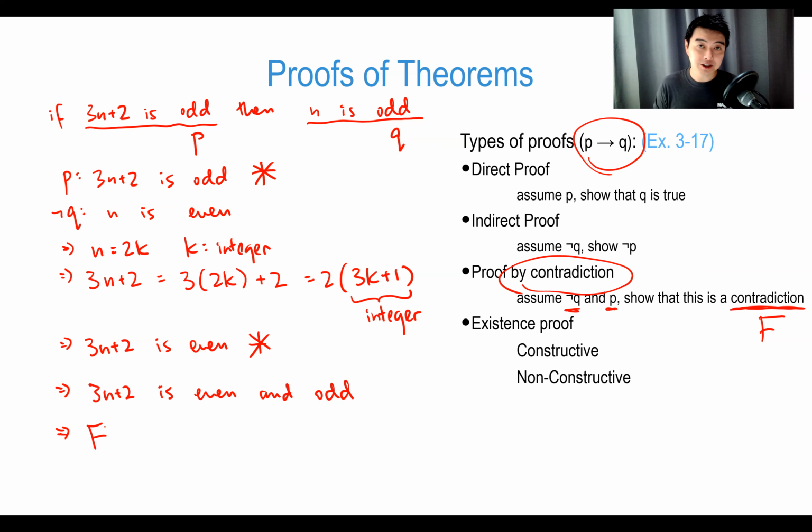Proof by contradiction is actually very powerful. It's a technique that we're going to use over and over in this course. So try to remember the idea. Number one, assume the opposite, assume false, show contradiction, and therefore your original statement must be true.